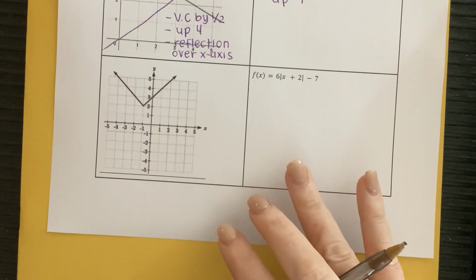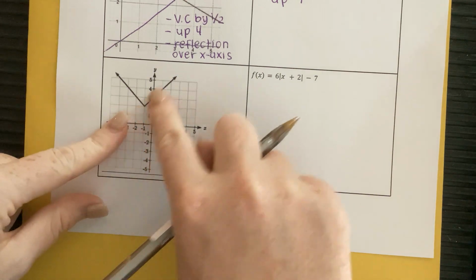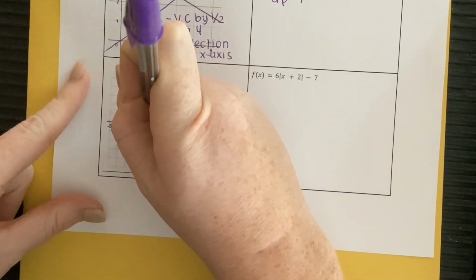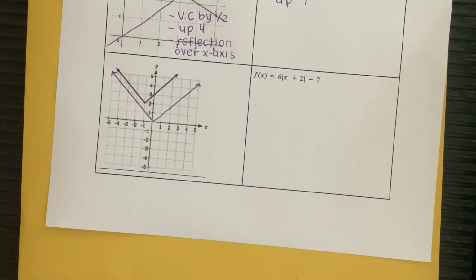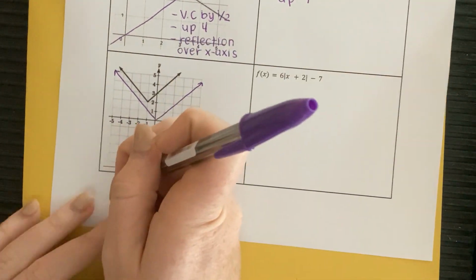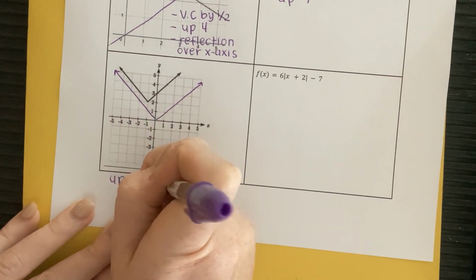We talked about this a lot, and if I had to say something I think you guys are fantastic at, I would say you guys are fantastic at this. So first of all, always checking to see, is anything getting reflected? So in this case, this is not reflected because your parent function looks like this. Okay, so it follows the same shape, no reflection. It did move though. So if we look, it moved up 2 and it left 1. So we're going to say up 2. We're going to say left 1.